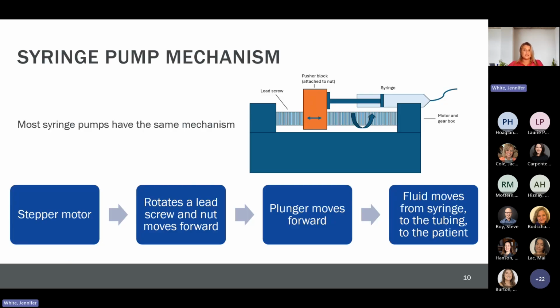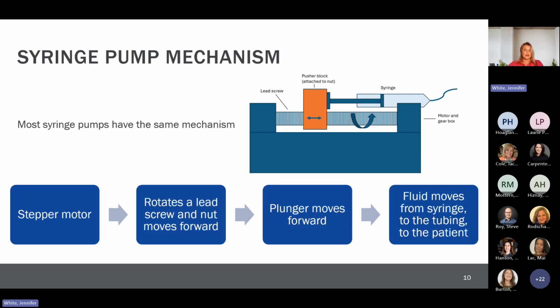The image on this slide demonstrates how the syringe pump works, so you can understand how its pumping mechanism can affect the flow rate continuity, keeping in mind that this mechanism applies to most syringe pumps. Syringe pumps have a stepper motor and a gearbox. The motor and the gears turn a lead screw, which causes the nut to move along the lead screw. Think of this like a nut and bolt.